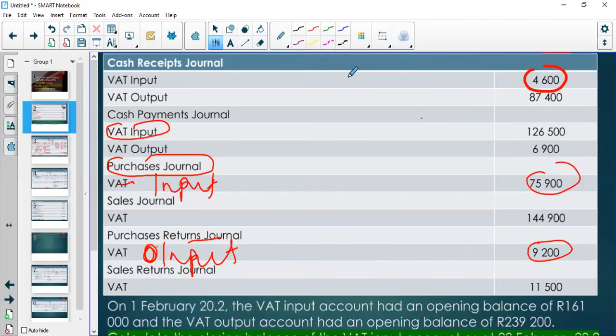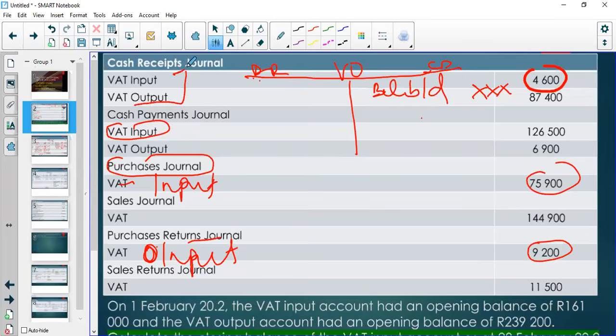Then if it comes to the VAT output, we have one here. If we're going to construct the VAT output, the balance brought down obviously will be here because your VAT output is considered to be a liability, right? So your balance brought down will be here. This is VAT output coming from the cash receipts journal. So that will be cash sales. So that will be bank, right?